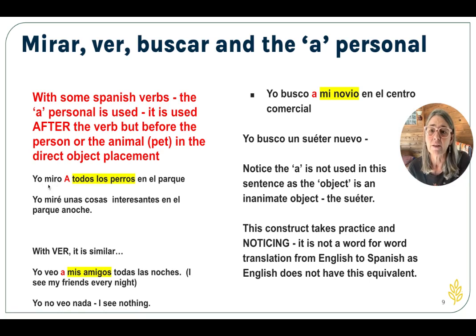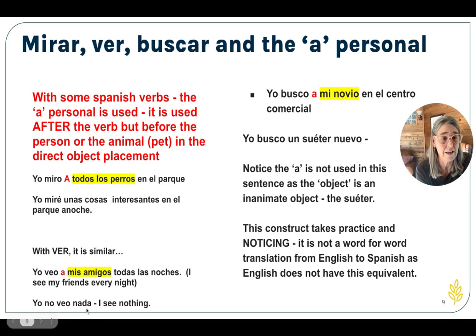Then we put, I see two, the dogs. That does not translate word for word. It translates idea for idea, and we don't use that in that way in English. So it can be a little bit confusing. So we do it with ver. Yo veo a mis amigos. Versus, so there's a person. So the a is in there.